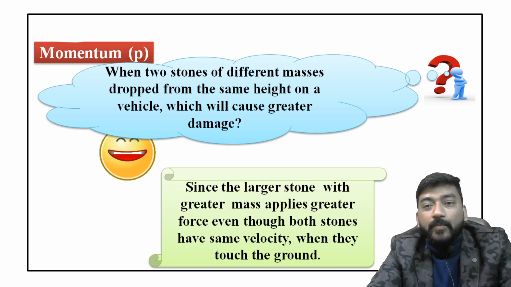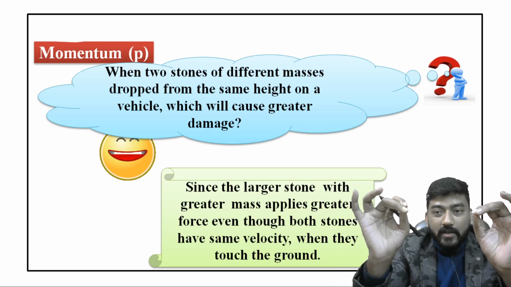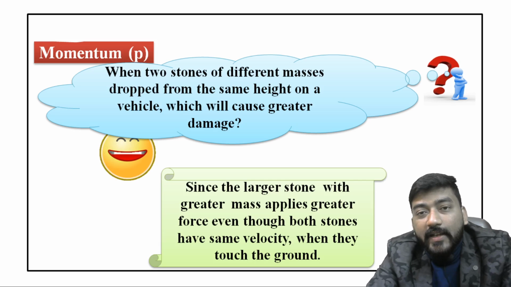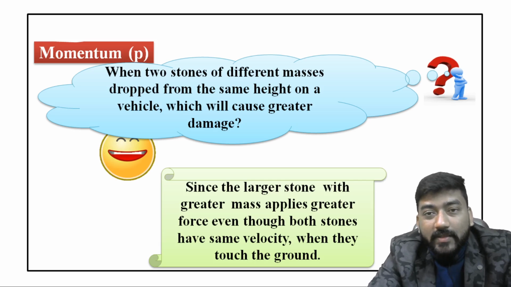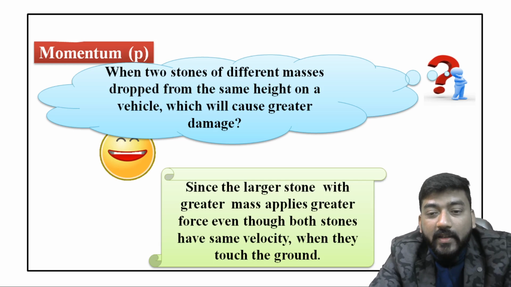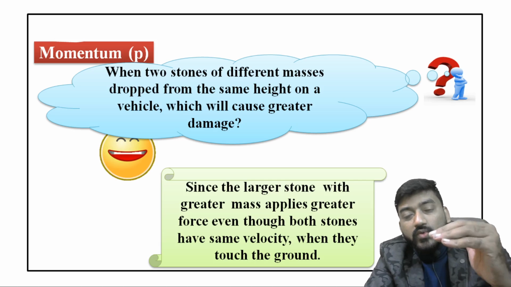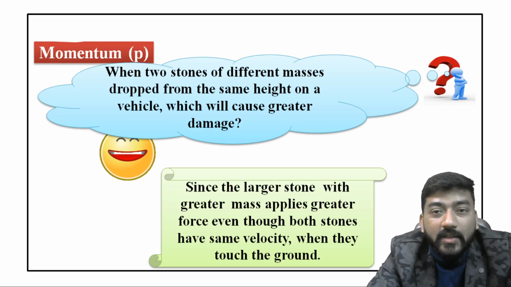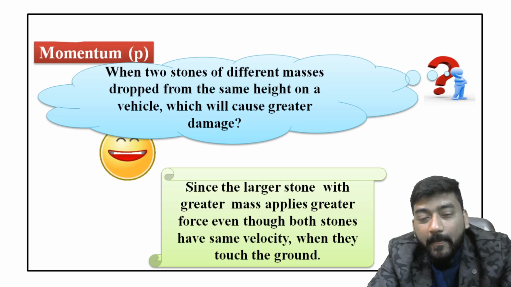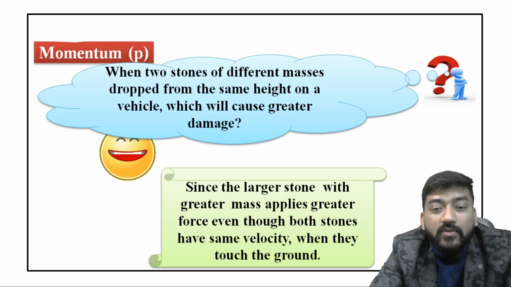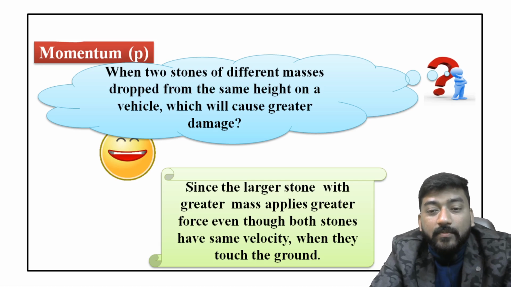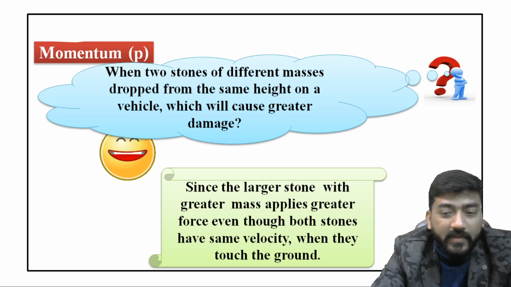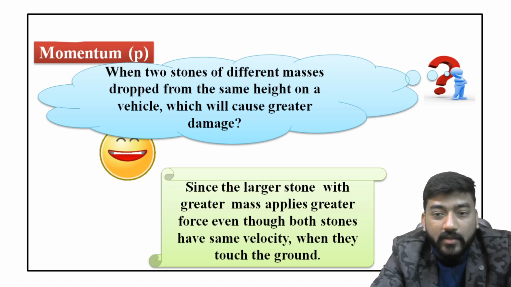Because if you drop two objects from the same height, then obviously they will reach the ground with the same velocity, and we have discussed this earlier in one-dimensional vertical motion. You know from there that two stones falling from the same height will get equal velocity. That velocity does not depend on mass. But since the larger stone with a greater mass applies greater force, even though both stones have the same velocity, the greater mass will cause greater damage.